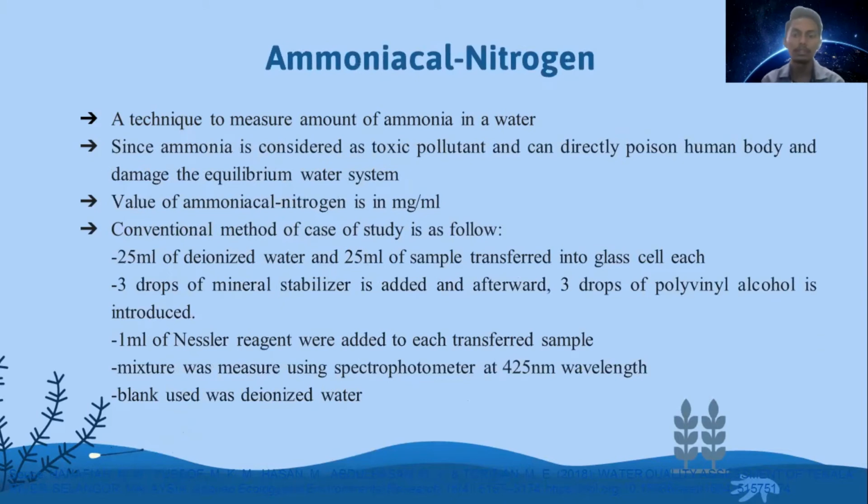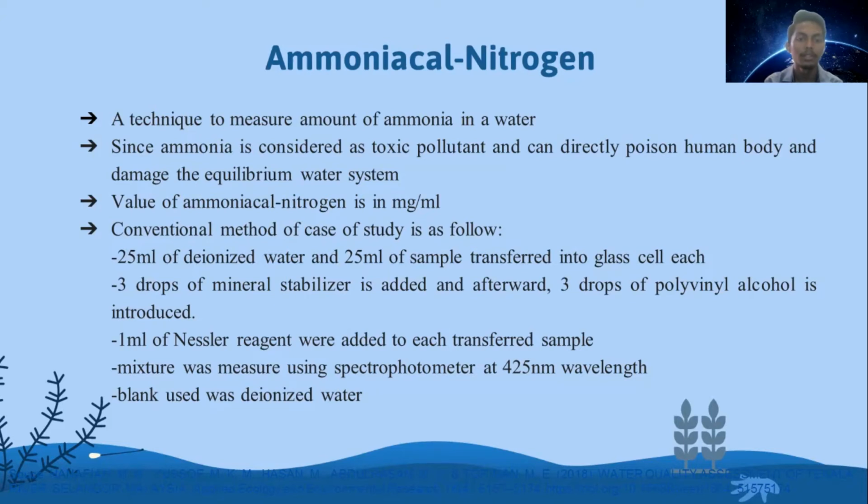The third conventional method used in the assessment is the ammoniacal nitrogen, which is a technique to measure the amount of ammonia in water. Since ammonia is considered a toxic pollutant and can directly poison the human body and damage the equilibrium water system in the body. The value of the ammoniacal nitrogen is in milligram per milliliter.